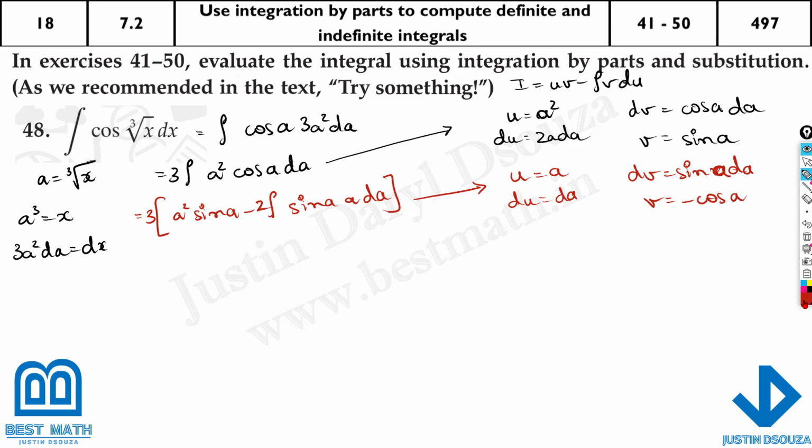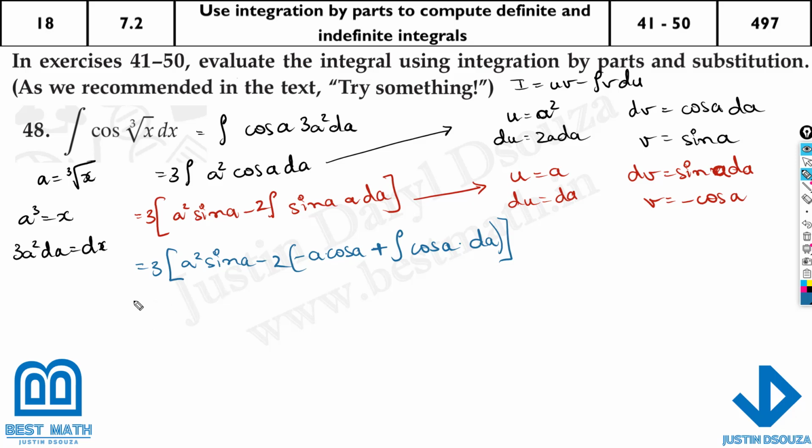Now let me substitute back. Let me just change the color here. So when I apply the rule again, only for the inner part, the outside is the same: sine a minus 2 times this part, which becomes a times, see, it's minus, because minus cosine, right? I'll write minus a cosine a minus integral, again minus, right? So I'm just going to write this as plus. I'm changing the signs here itself because there's a minus. I'm making this plus cosine a multiplied with du. What is du? It's just da.